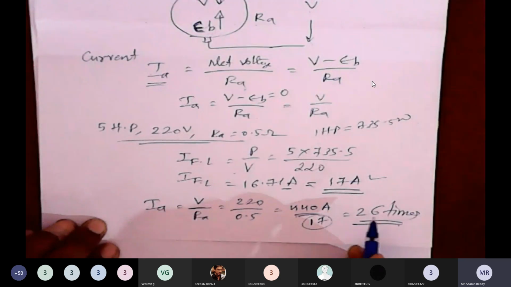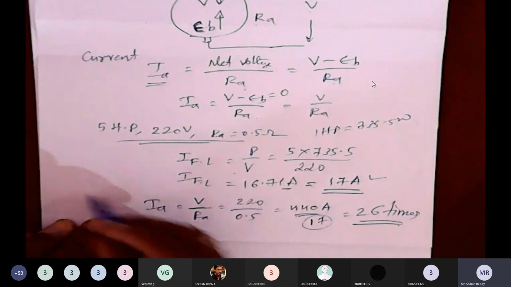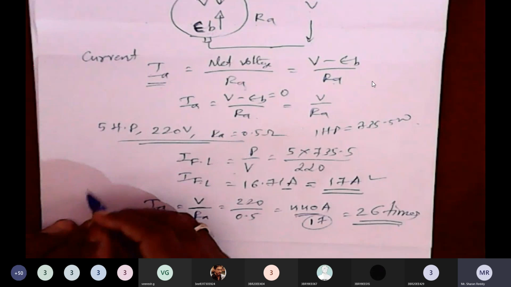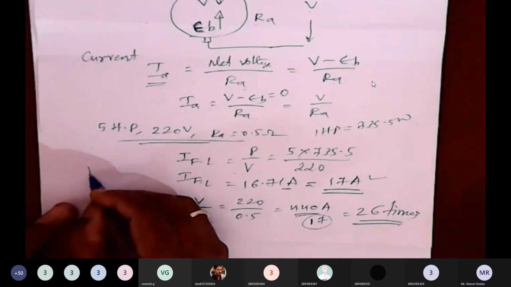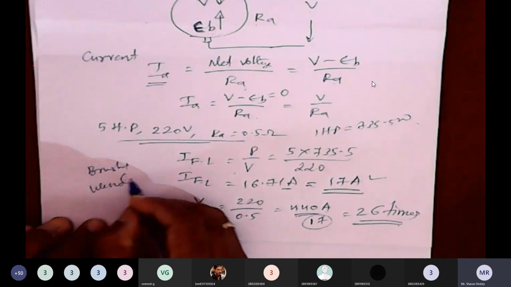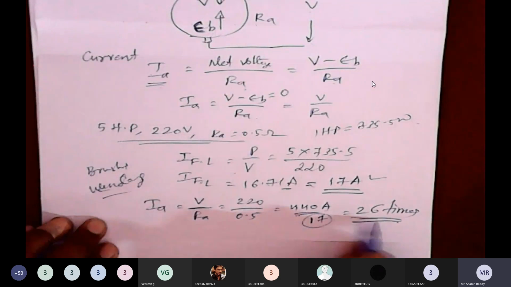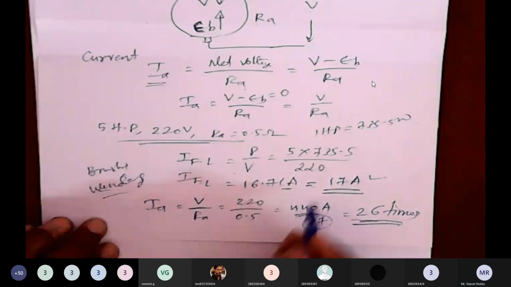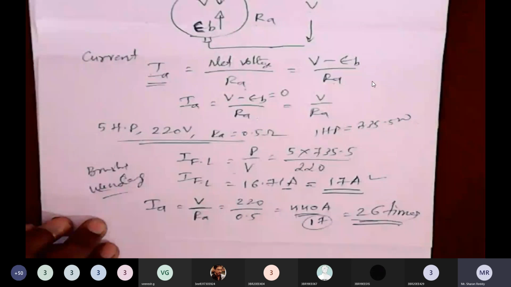What happens to the brushes, commutator, windings, insulation? All get burnt. It damages the commutator, it damages the brushes, it damages the windings. Such a high current, 26 times. Think of that: 20 amps, whereas more than 400 amperes. That's why we should limit this high starting current.